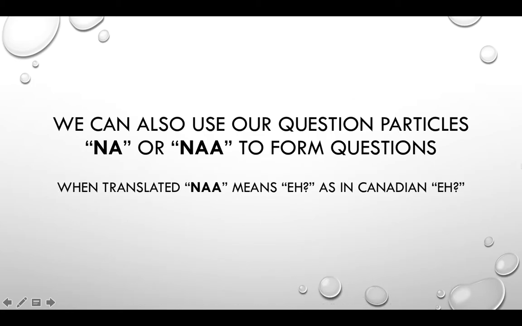We can also use our question particles na or na to form questions. When translated, na means a, as in the Canadian a.